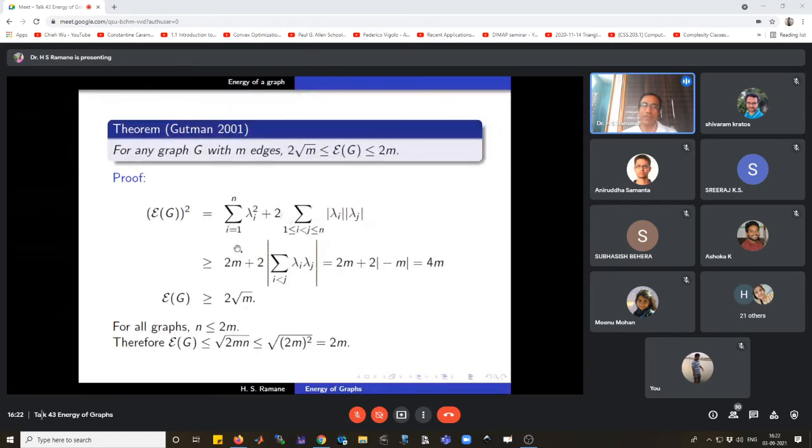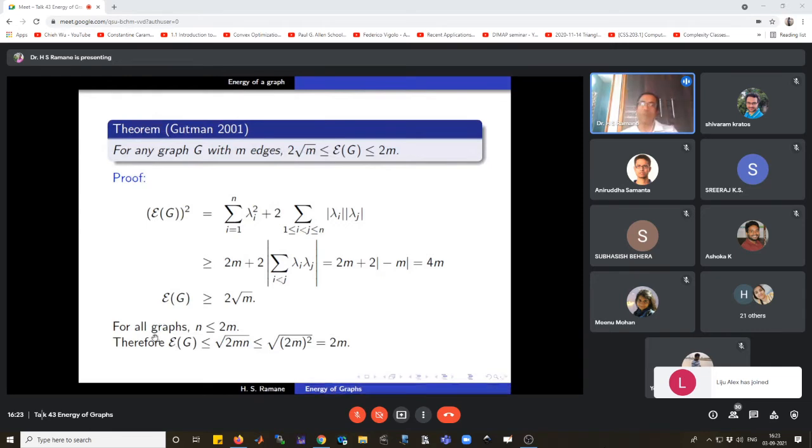So the sum of lambda square is 2m, and the product of the eigenvalues two at a time is the second coefficient, that is a2 divided by a naught. So from that one can get here minus m. Okay, minus m. So it is 4m. So the energy of G is more than or equal to 2 root m.